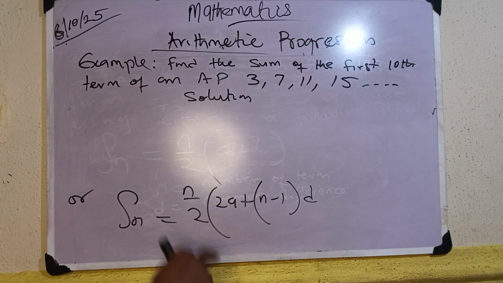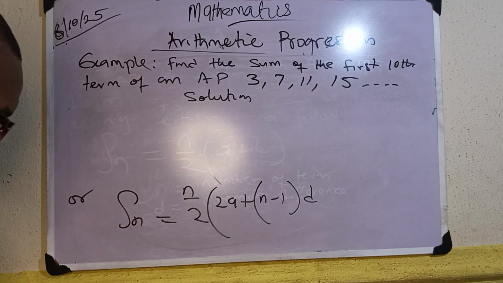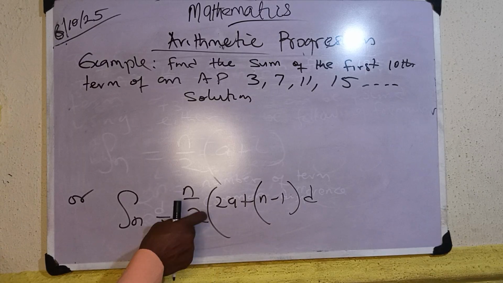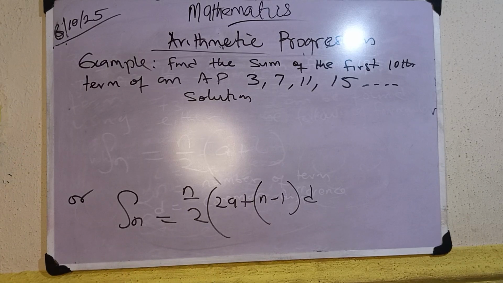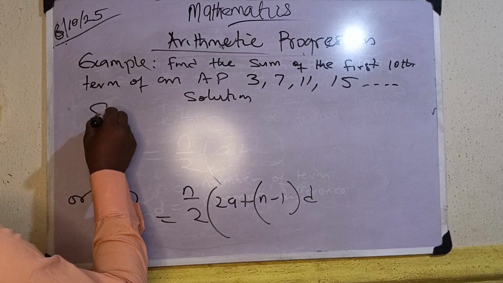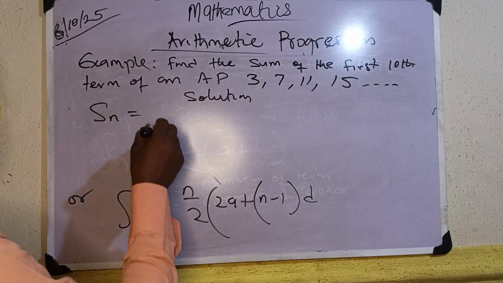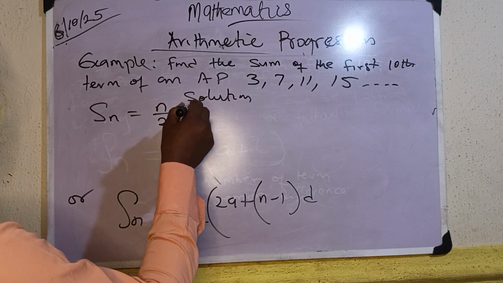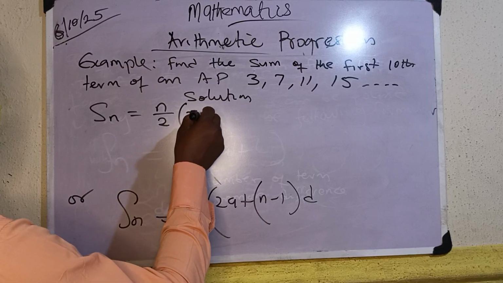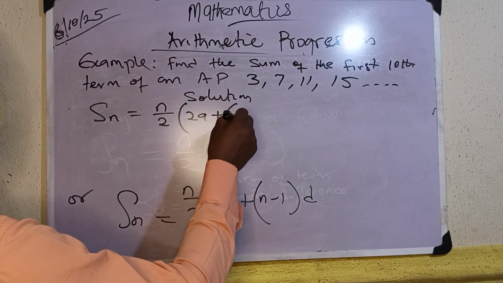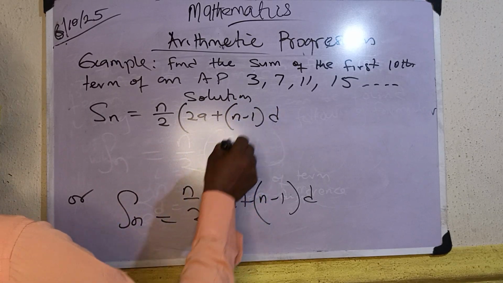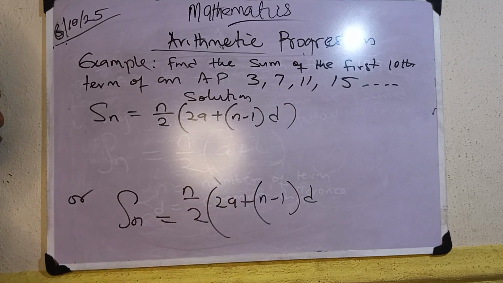How do we go about it? That's the solution. It's very easy. Since in this question we're not given the last term, the first formula I told you will not work. So I'm going to use this formula here: Sn is equal to n over 2, bracket open, 2a plus n minus 1 d. So this is what we are going to use.